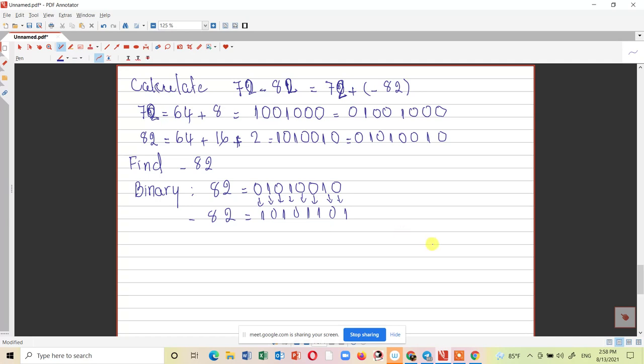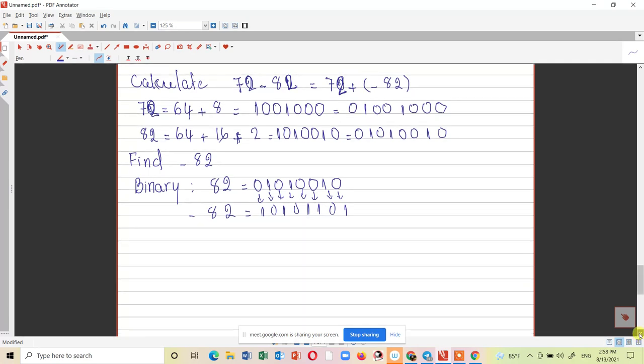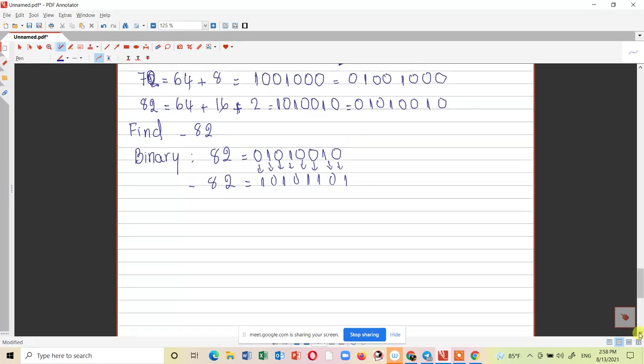Now we go to our operation. Our operation means I just write in our decimal, in first complement or one complement, and this is two complement.